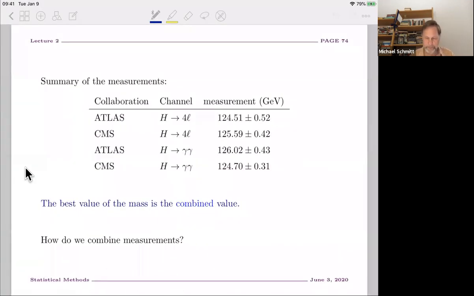All right, so this is just a summary of the 4 data. This is a little bit dated. This is from a few years ago, doesn't matter. The best value is obviously whatever we get when we combine these. One thing you could do is just add them up and divide by 4. That's a combined value, but it's not the best combined value.